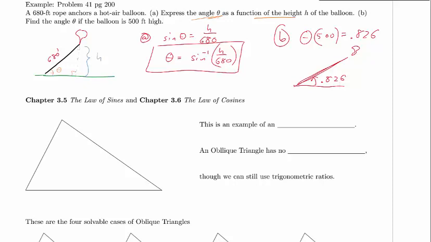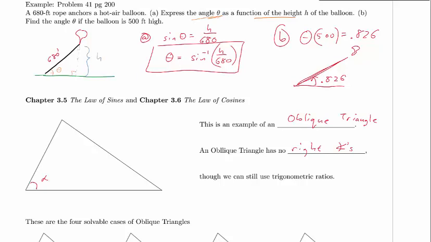So we're going to be looking at triangles that look like this guy right here now. Note there is no right angles. This is what we call an oblique triangle. And an oblique triangle has no right angles, though we can still use trigonometric ratios to figure out what the sides are. And so we typically have them set up like this.